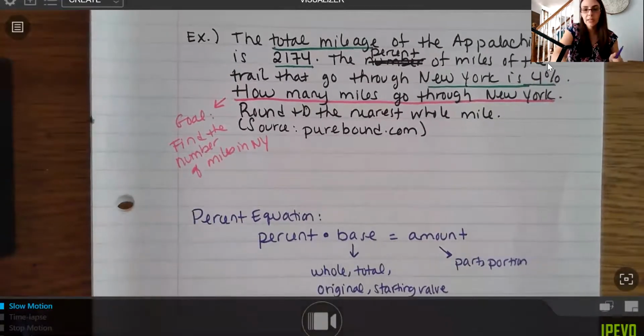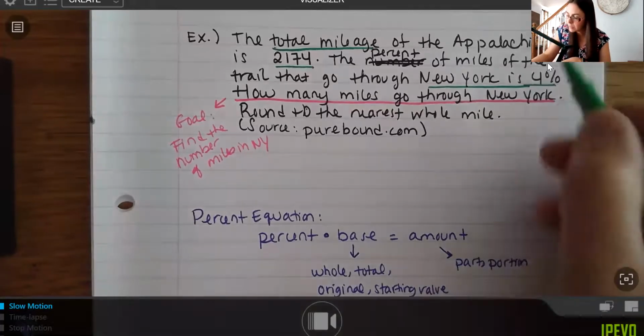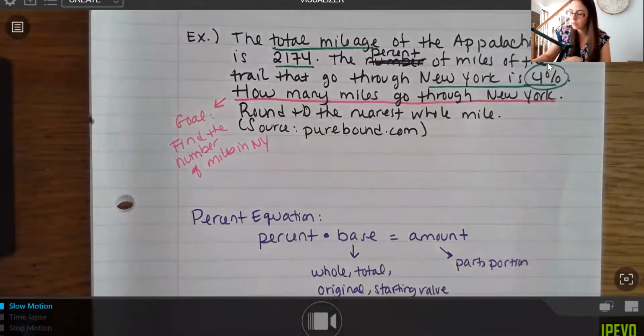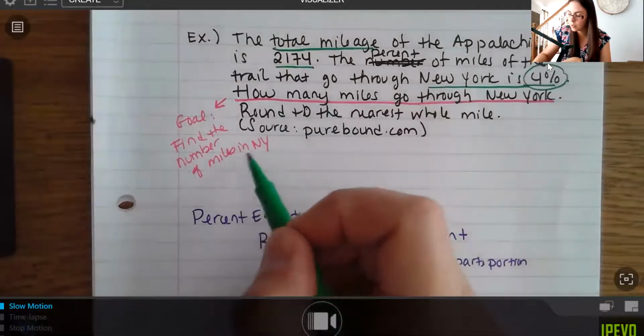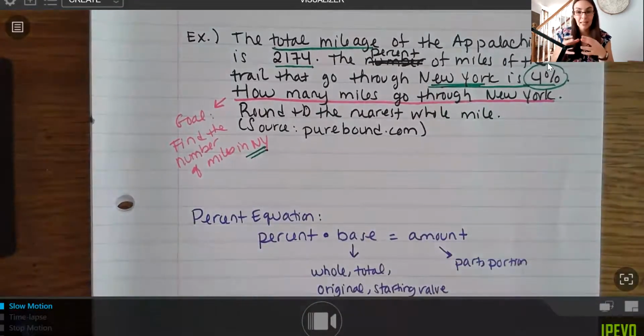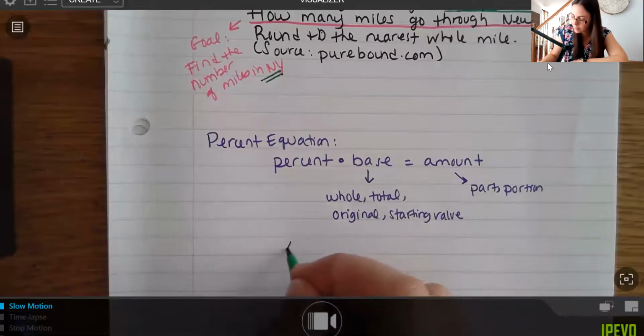All right, so let's try to set this up then. So I know my goal is to find the number of miles in New York. And I'm trying to fill in the other pieces. Now, hopefully one of the pieces should be easy to fill in here. So I do see my percent is 4%, and make sure it's the correct percent that you're looking at, right? So if your question is about New York, my percent is also about New York. So you do want to make sure the data lines up. This makes sense. So 4% is our percent. So my percent here is going to be 4%.